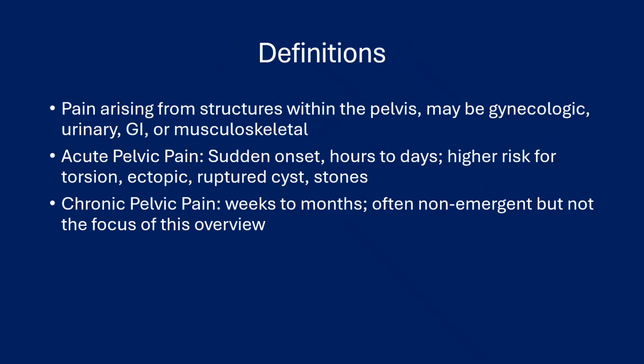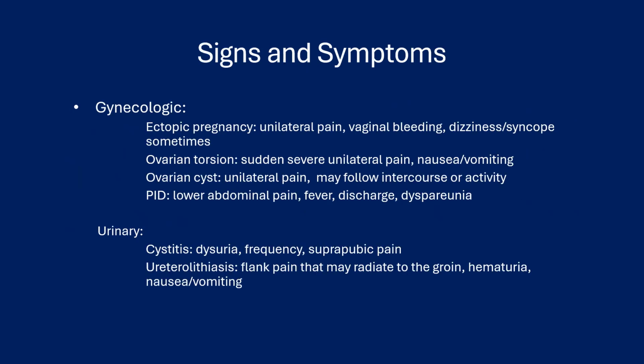Definitions of pelvic pain. Pain arising from structures within the pelvis may be gynecologic, urinary, GI, or musculoskeletal. Acute pelvic pain: sudden onset, usually hours to days. Higher risk for torsion, ectopic pregnancies, ruptured cysts or stones. Chronic pelvic pain: weeks to months, often non-emergent, but not the focus of this overview today.